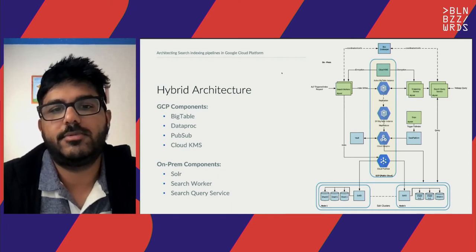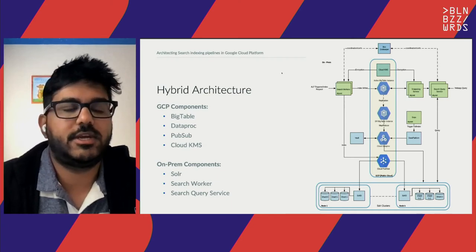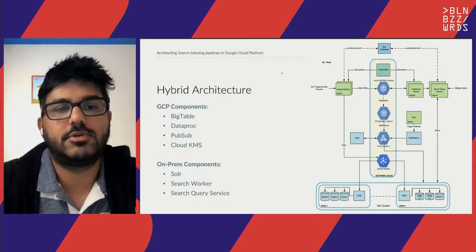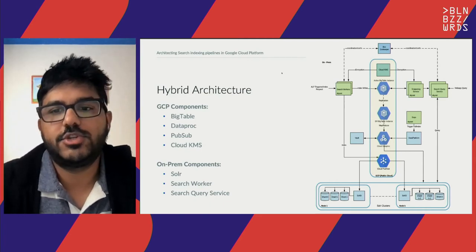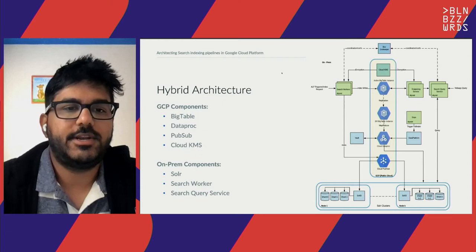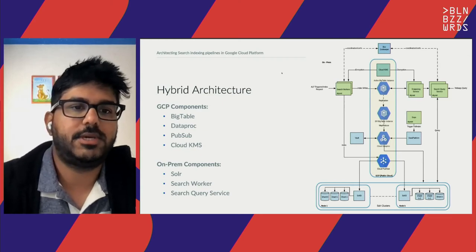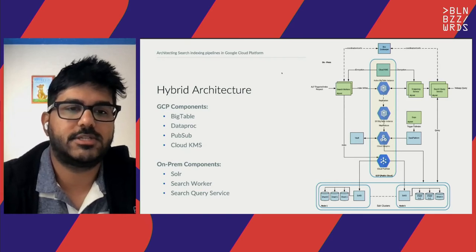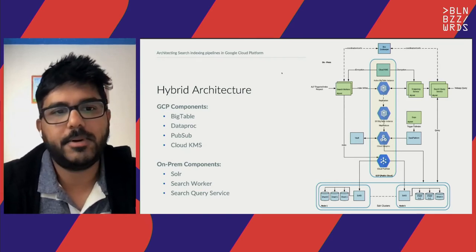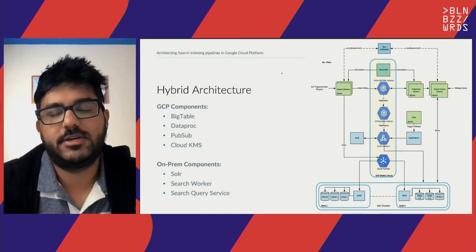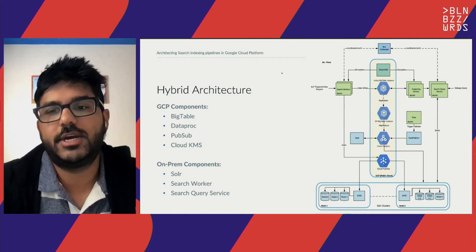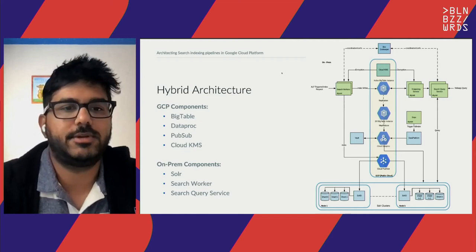The reason for using Bigtable is that HBase is basically an implementation of the original Google Bigtable paper. So they are functionally the same, but Bigtable does have some additional benefits that we are going to talk about later. Dataproc is another offering by GCP that allows us to run Spark jobs and MapReduce jobs against data on Bigtable. PubSub is a Kafka-like publish subscribe system, and we are going to see how we are using that in our indexing pipeline to improve scalability.